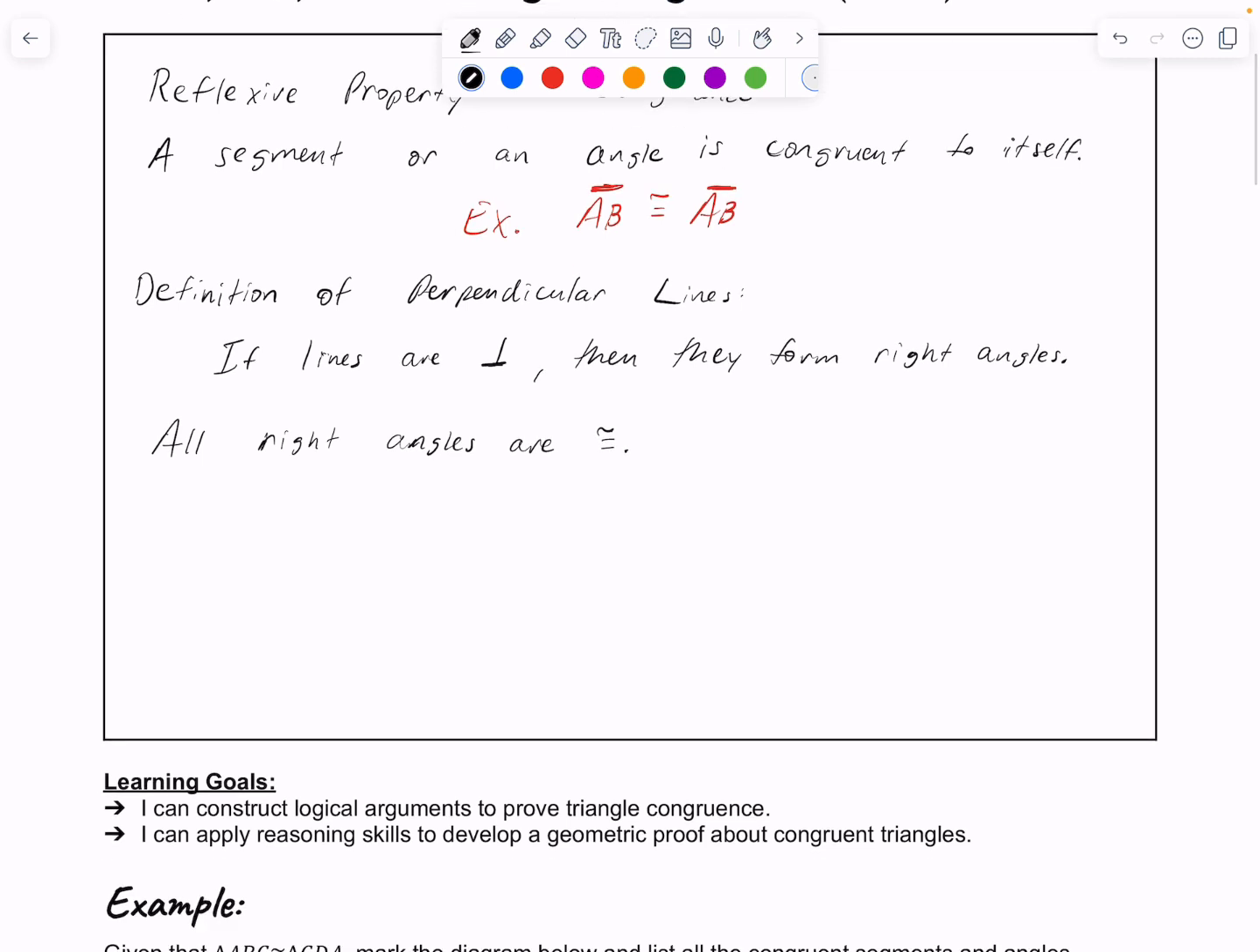And then 2 more, we have the definition of right triangles. All right, and this is if a triangle has a right angle, then it is a right triangle. Again, something that you already know.